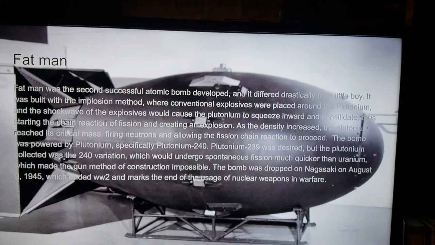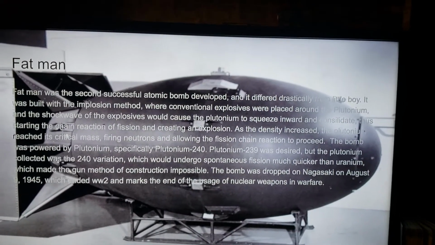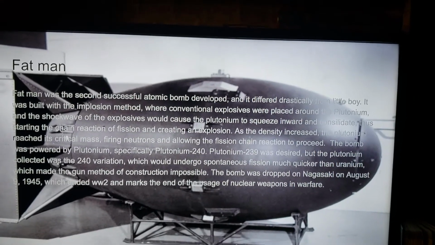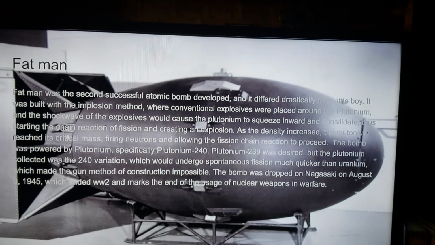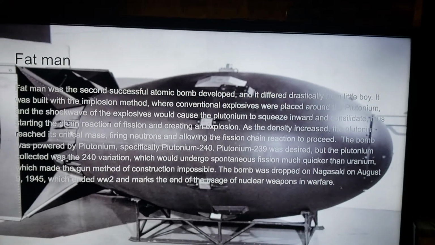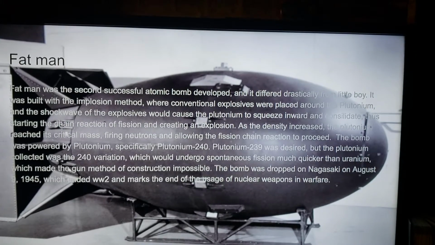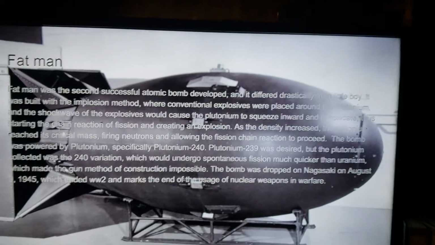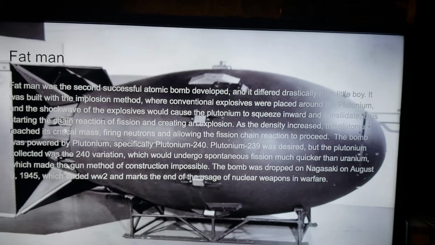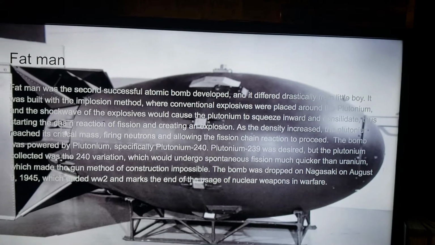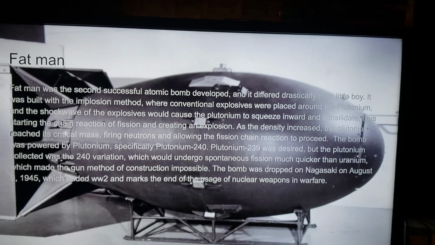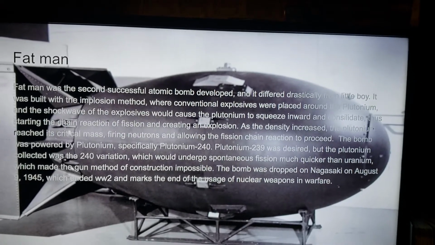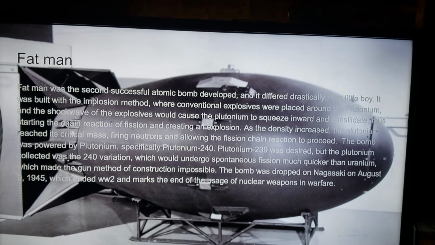Fat Man was the second successful atomic bomb, and it was different in the method of construction and in the element that was used. It had the implosion method instead of the gun method, where the two elements didn't have to collide because the explosion from the conventional explosives would cause the plutonium to consolidate and start a chain reaction, instead of having something that could go wrong, like with the gun method. The bomb was powered by plutonium-240. They tried to do it with plutonium-239, but they only collected 240 from the nuclear reactors of the time because the reactors weren't all that advanced yet, so they had to work with what they had.